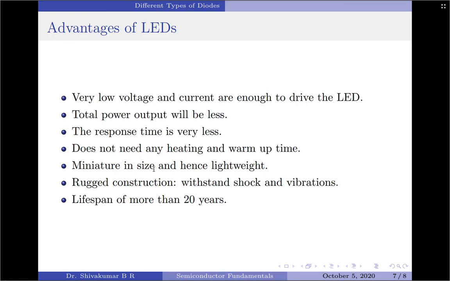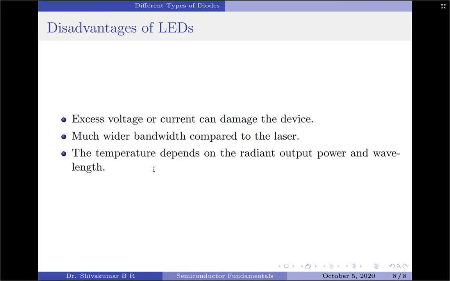However, they have a set of disadvantages as well. A slight excess of voltage or current can damage the device. The device is known to have a much wider bandwidth compared to laser diodes. The temperature depends on the radiant output power as well as the wavelength.